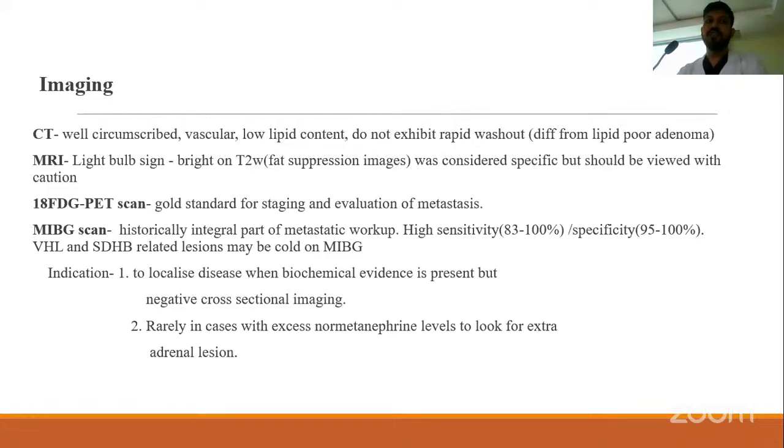On imaging for pheochromocytoma, CT shows a well-defined, low lipid content mass with a Hounsfield value of 30 units. MRI shows a light bulb sign. FDG PET scan can also be used. It is the gold standard for evaluation of metastasis.